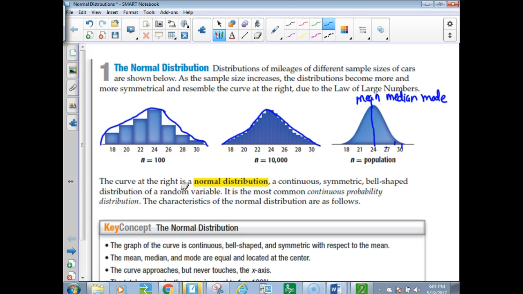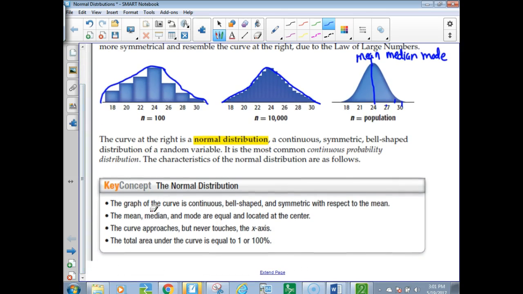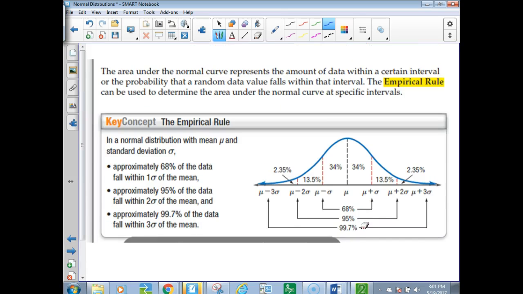The curve at the right is the normal distribution. It's a continuous, symmetrical, bell-shaped distribution of a random variable. It's the most common continuous probability distribution. The characteristics of the normal curve are as follows. The graph is continuous, bell-shaped, and symmetrical with respect to the mean. The mean, median, and mode are equal, and located at the center. The curve approaches but never touches the x-axis, and the total area under the curve is 100% of the data, or 1. The area under the normal curve represents the amount of data within a certain interval, or the probability that a random value falls within that interval.